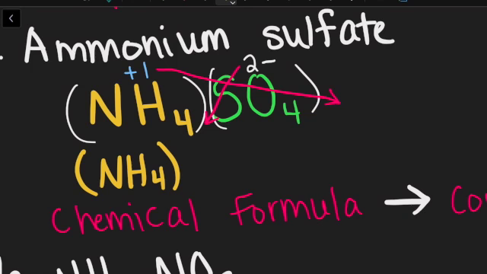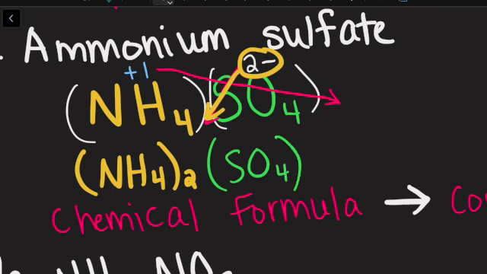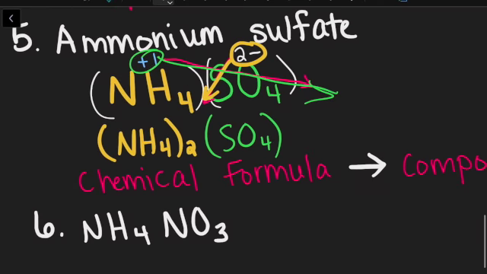So we would have (NH4), then we use that 2 right there because it came down with a 2, and (SO4), and that one would be 1, so we're just going to leave it off. And that is your entire answer. That would be your answer that you put in.